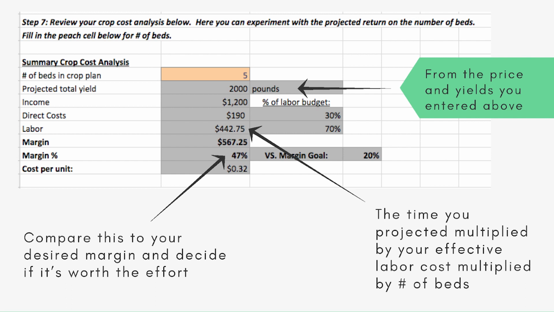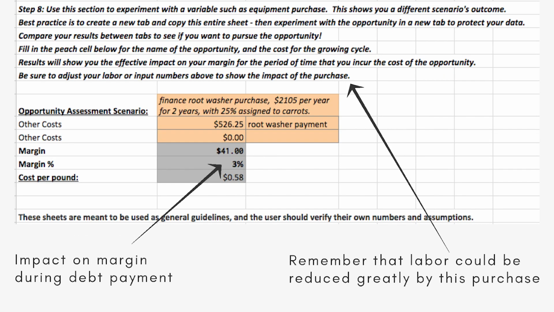And then it gives you a little bit of analysis where, again, you can put in the number of beds in the crop plan. It doesn't have to match the top. So you had a total projected yield, income, direct cost, labor, margin, cost per unit versus your margin goal. And then you can make a decision. Where I think this gets kind of cool is that there's a little opportunity assessment scenario at the bottom. We're going to go into a broader opportunity assessment model quickly after this.